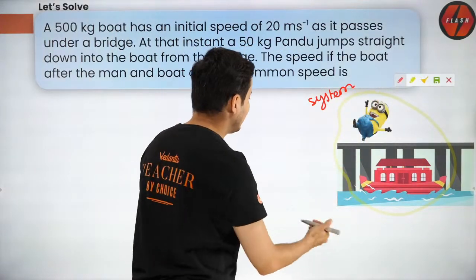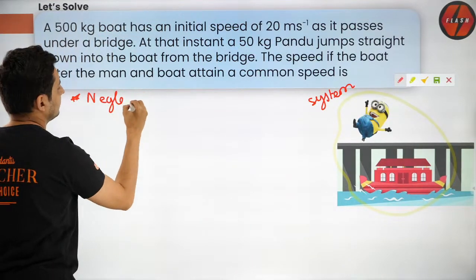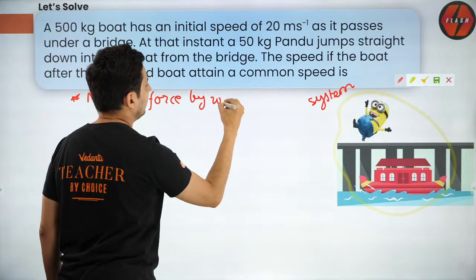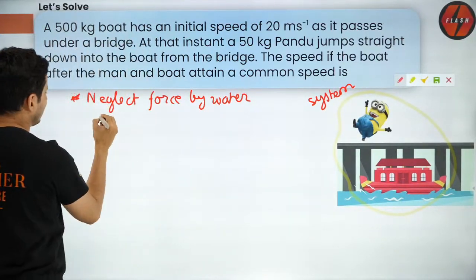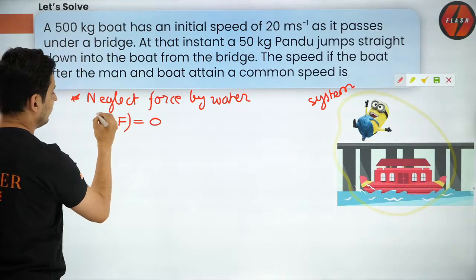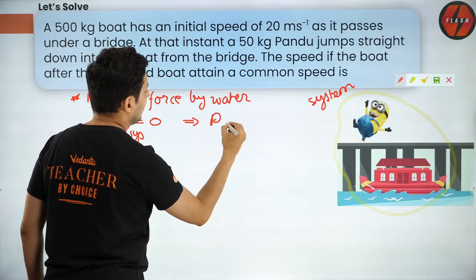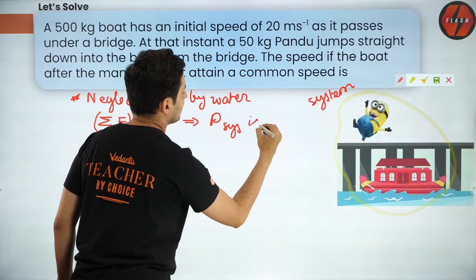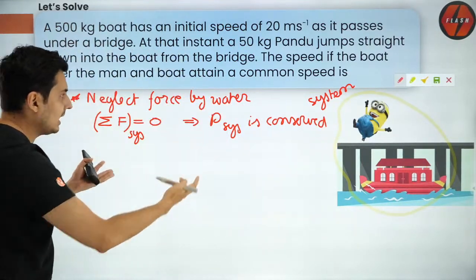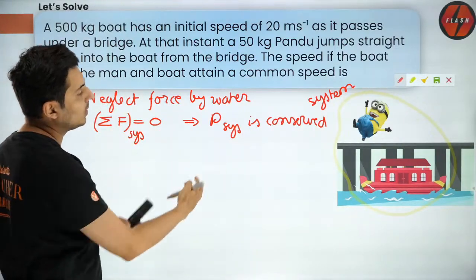And I will neglect the force by water. So that means the net force will be 0 on that system, obviously, and that tells me that the total momentum of the system is conserved. This is a very important line. This should go on in your head. Maybe you have not written it down in words, but this is something which should go on in your head.